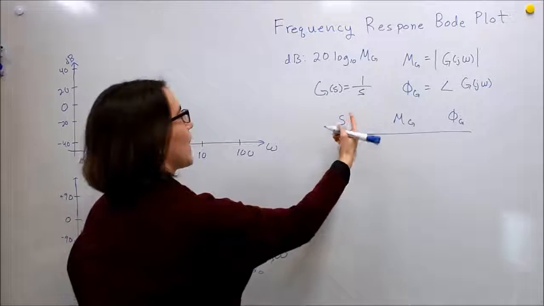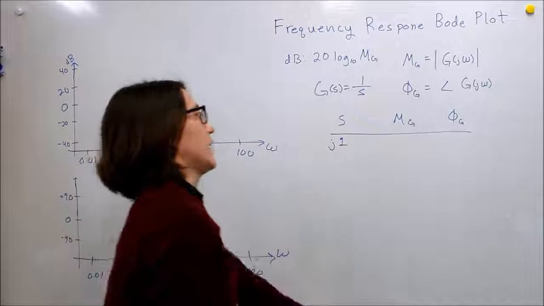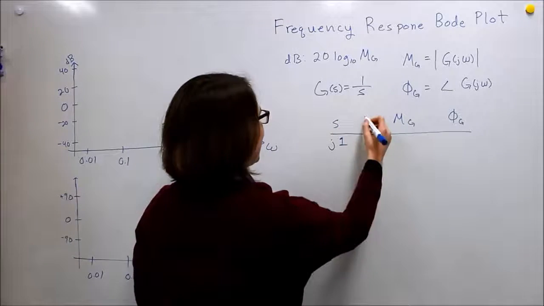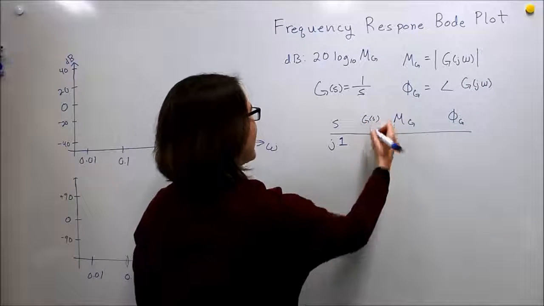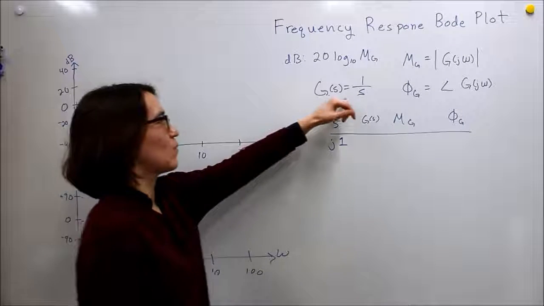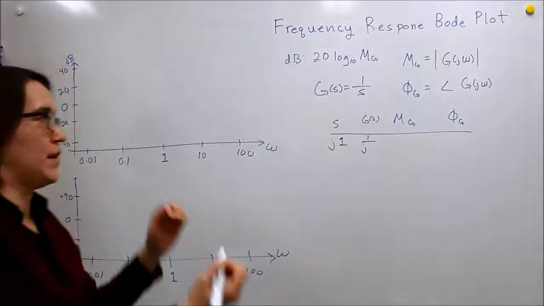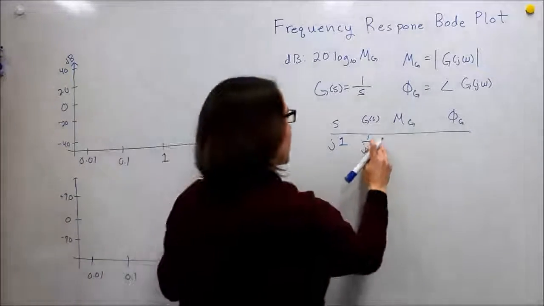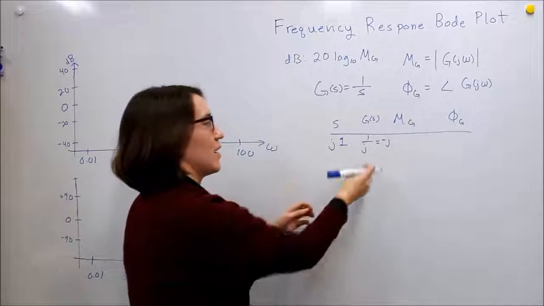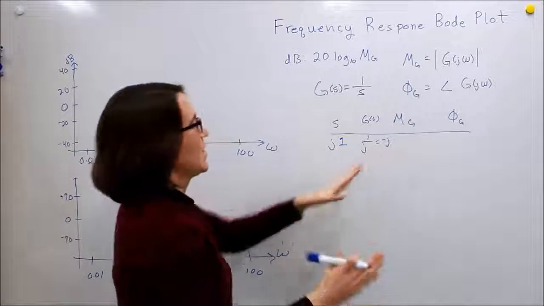So this time, our s is equal to j1. So now we'll put s, and we'll put g of s here. So here we have j1 as our s. But what that means is 1 over j, which we know if we multiply that around, we're going to get negative j, right? So you multiply by j over j, and then the numerator becomes just j, the denominator becomes a -1, we get negative j. Okay, so that's our value.